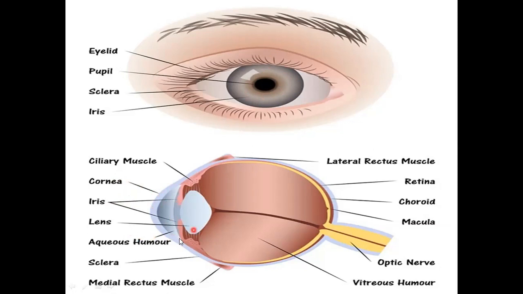And the lens. A jelly-like substance fills this space, and it is called the vitreous humor, inside the eye. This part is filled with the vitreous humor. In between the lens and the cornea, this part is filled with liquid that is called the aqueous humor. And this is the sclera, right? The sclerotic layer. We use sclera for the sclerotic layer.